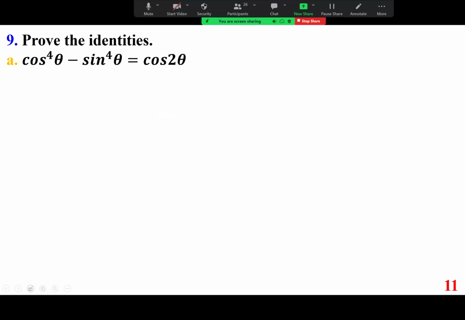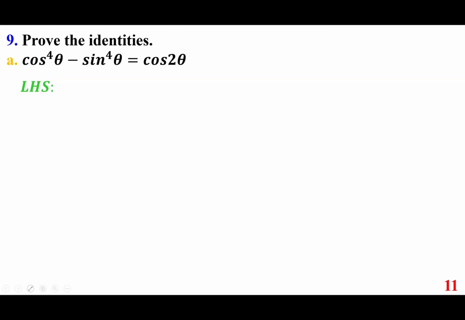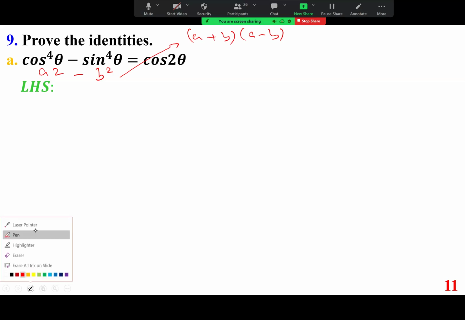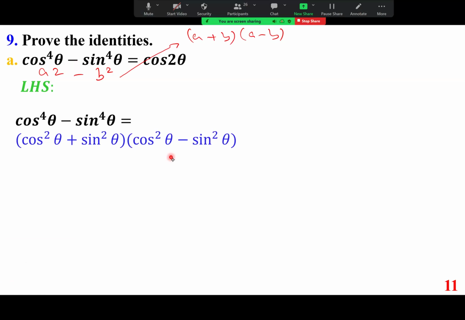We want to prove the identities. Again, we start with the more complicated side, in this case, the left-hand side, which is cosine to the power of 4 theta minus sine to the power of 4 theta. And I hope you see that it's a squared minus b squared, which means a minus b, a plus b. So this is a plus b times a minus b, and this means cosine squared plus sine squared times cosine squared minus sine squared. Again, this is a simple factoring, everybody.